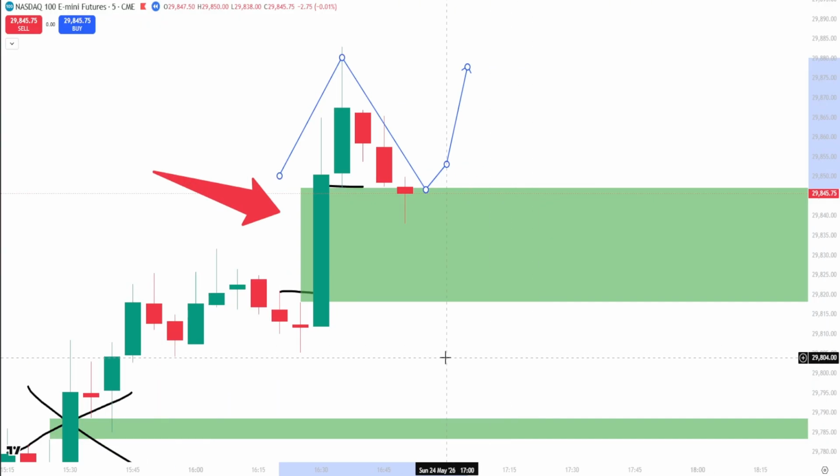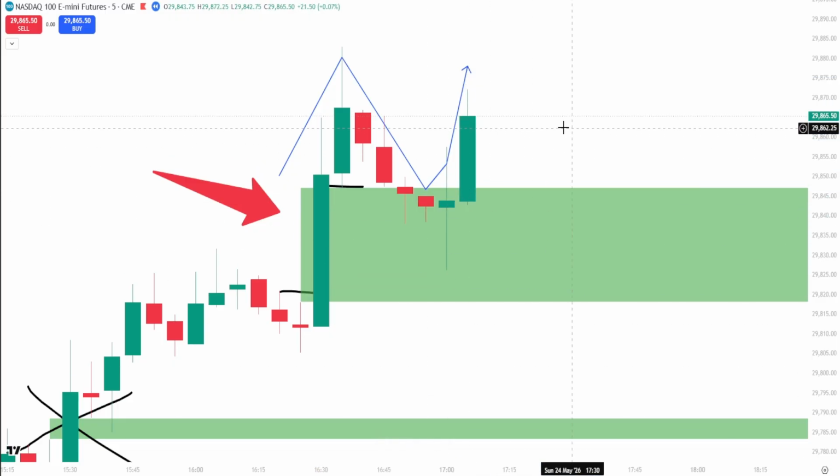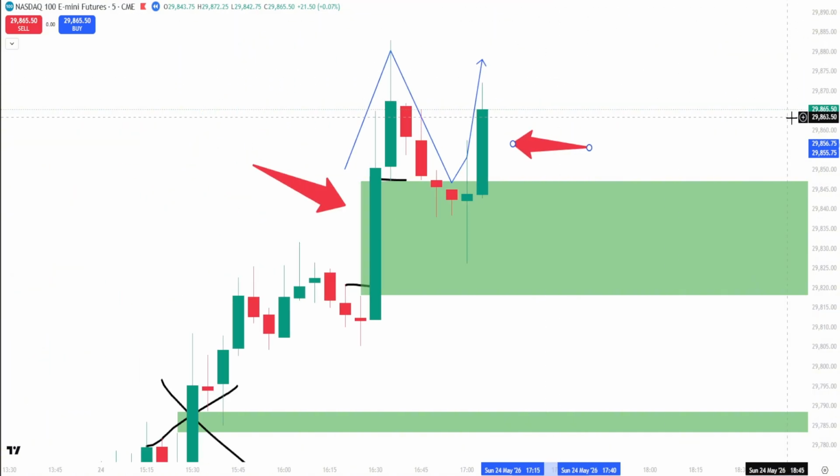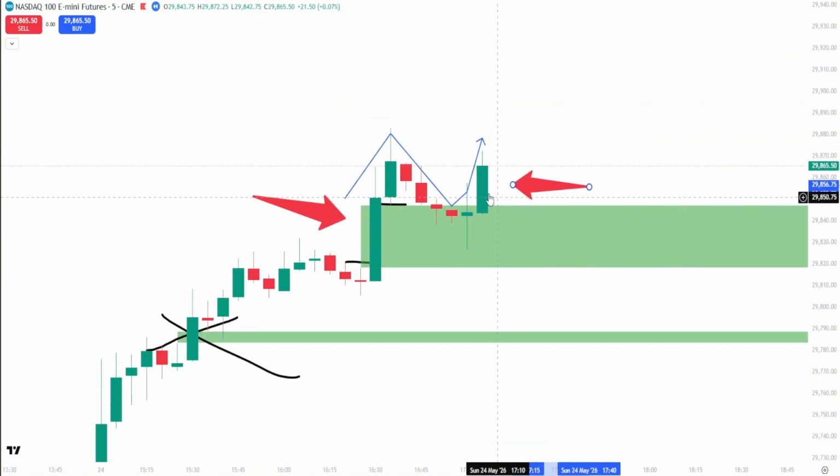You need to wait for confirmation first. What you're looking for is a strong candle closing back up in the direction of the original move. So price comes into the zone, slows down, and then you get a solid green candle closing back upward. That's buyers stepping in and defending that level. That's your signal. Right there. See that green candle forming inside the zone and closing back up. That's the entry. That's where you get in.